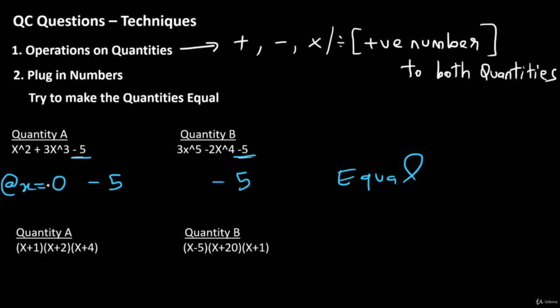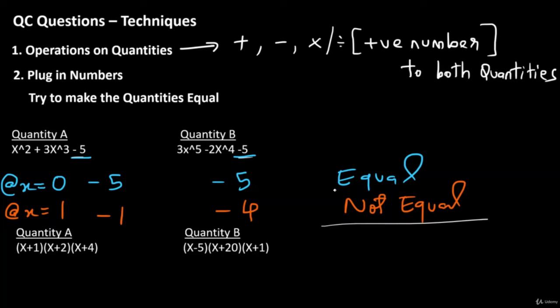Now if I substitute any other value for x, let's try x is equal to 1. In this case, quantity A becomes 1 plus 3 minus 5 which is equal to minus 1, and quantity B becomes 3 minus 2 minus 5 which is equal to minus 4, right? And these two are not equal. Therefore, in one case you're getting the two quantities equal and in another case you're getting them as not equal, and hence the correct answer to this question is option D.